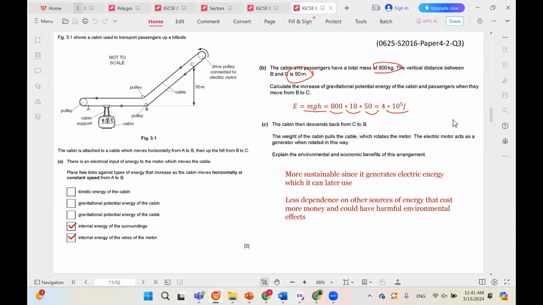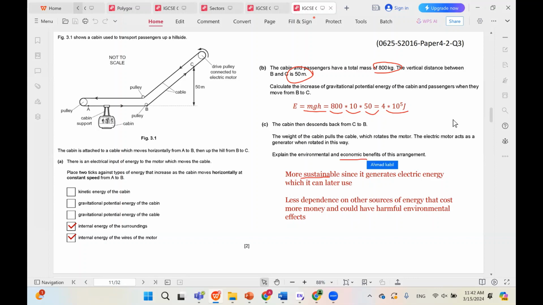Of course, this idea of using the weight to generate electricity makes it more sustainable, since in this case, it's creating energy for itself. It's not only consuming energy, so it's generating electricity. So this is a sustainable arrangement economically.